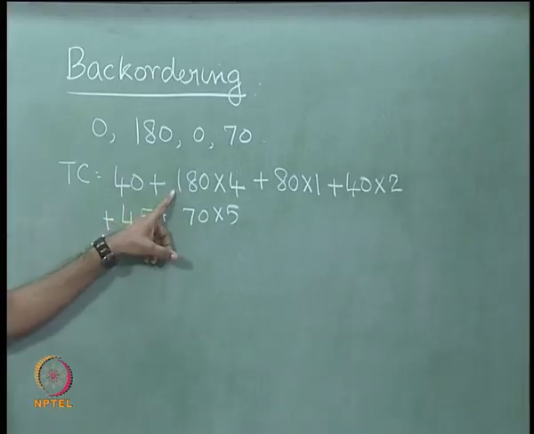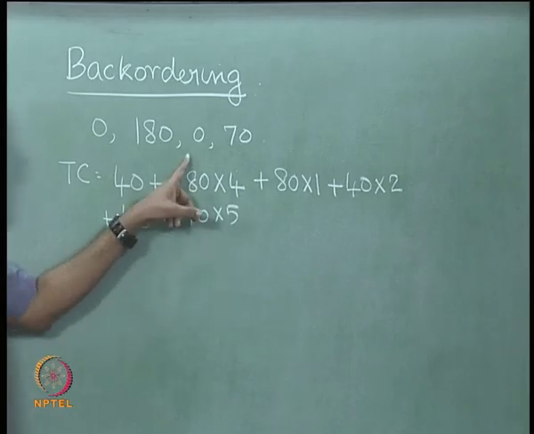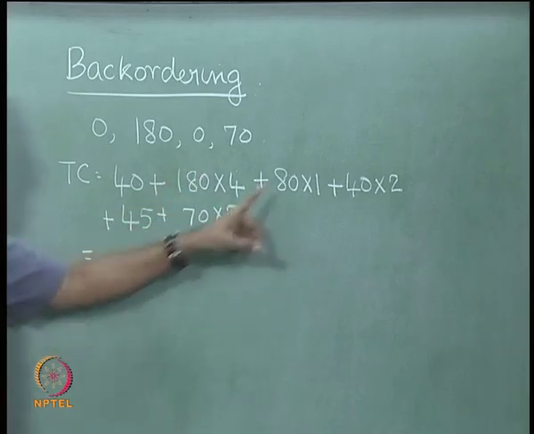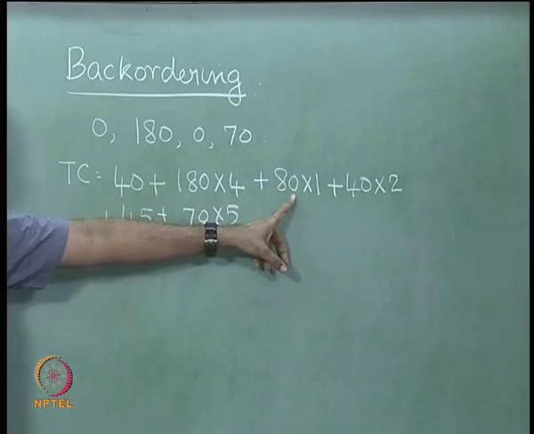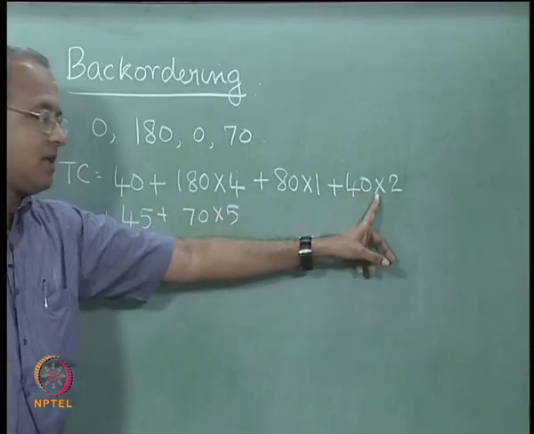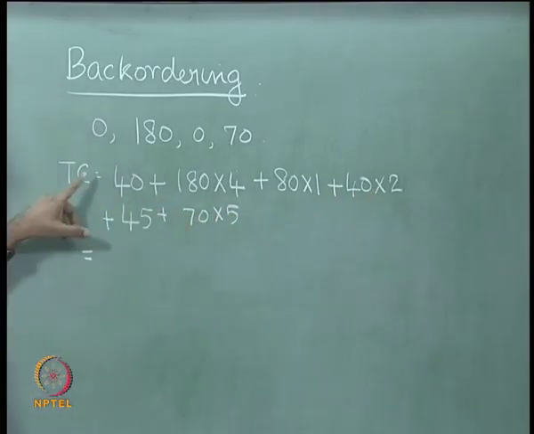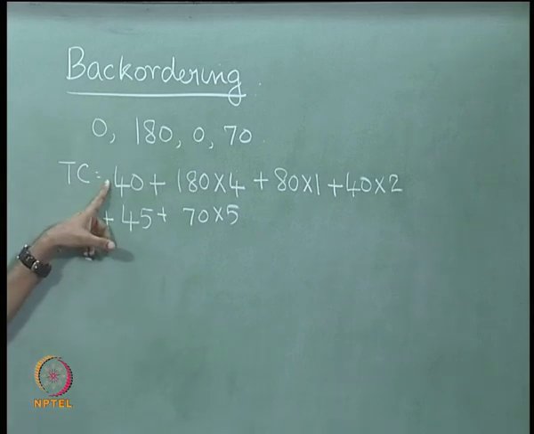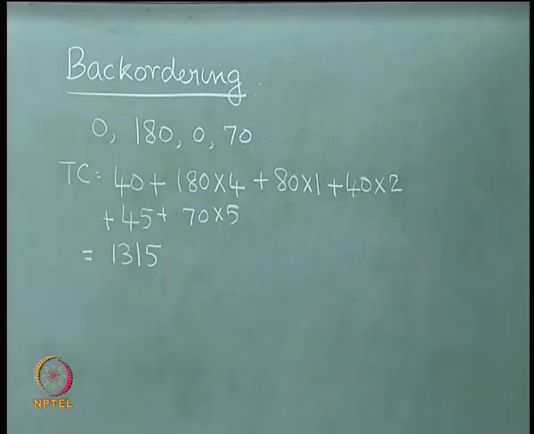This is 720 plus 350 is 1070, 1070 plus 80 is 1150, 1150 plus 80 is 1230, 1270 and 1315. So, this is the total cost when we consider back ordering in this case.